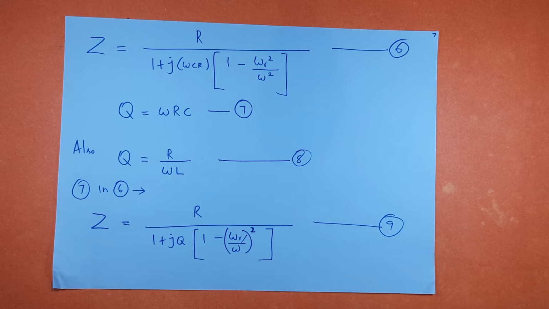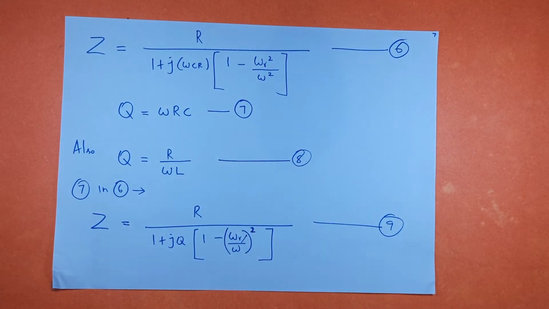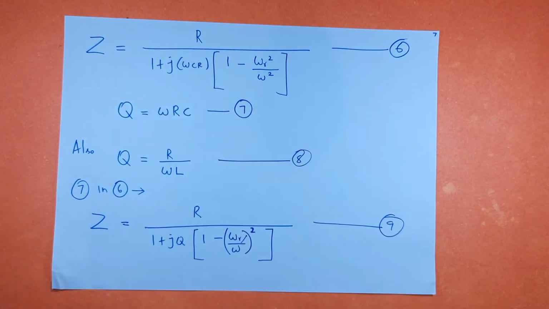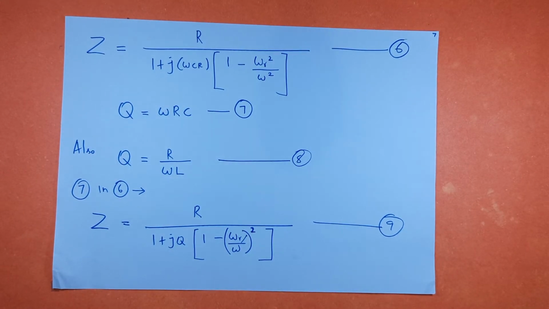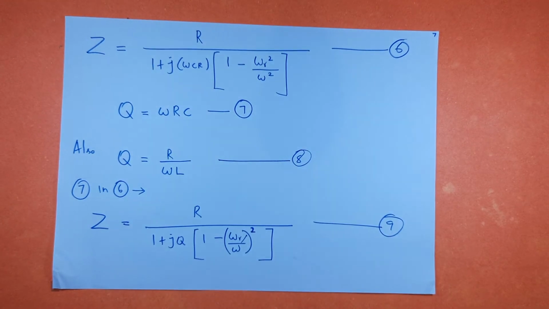Now substitute equation number 7 in 6. So you can write Z equal to R by 1 plus, instead of omega CR, Q. 1 plus JQ, 1 minus, you combine into a single term, omega R by omega the whole square. You call this equation number 9.